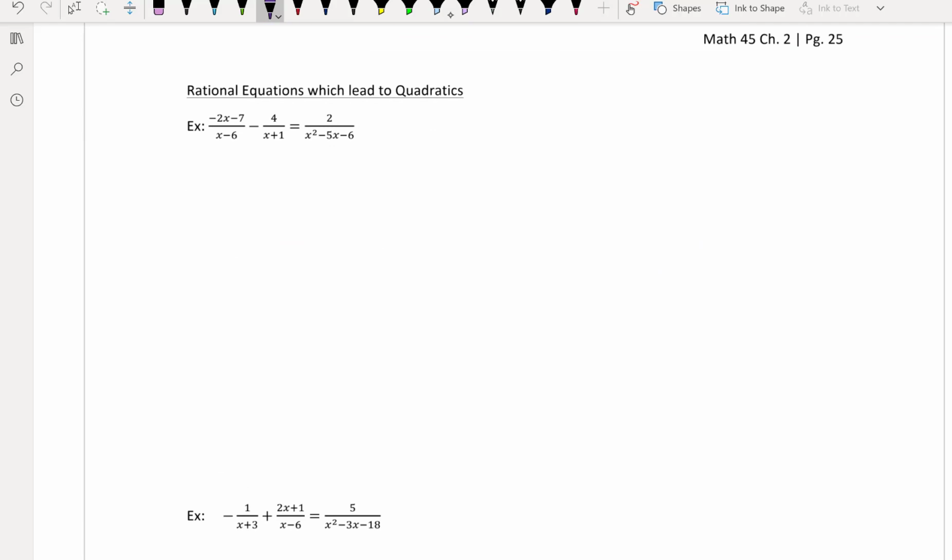Okay. So now we want to deal with rational equations which lead to quadratics. So what we want to do is factor as much as possible the denominator. So here we have 6, that would be 2 and 3 if they're both... Actually, that will not work. So sometimes you do guess and check. So this is going to be 6 and 1. There we go. It's going to be a negative 6 and a positive 1. Yep, that works.